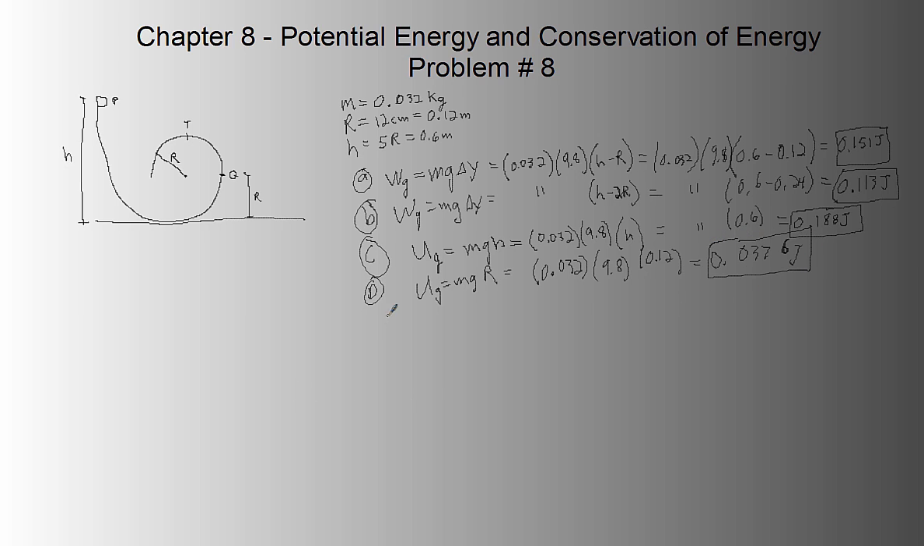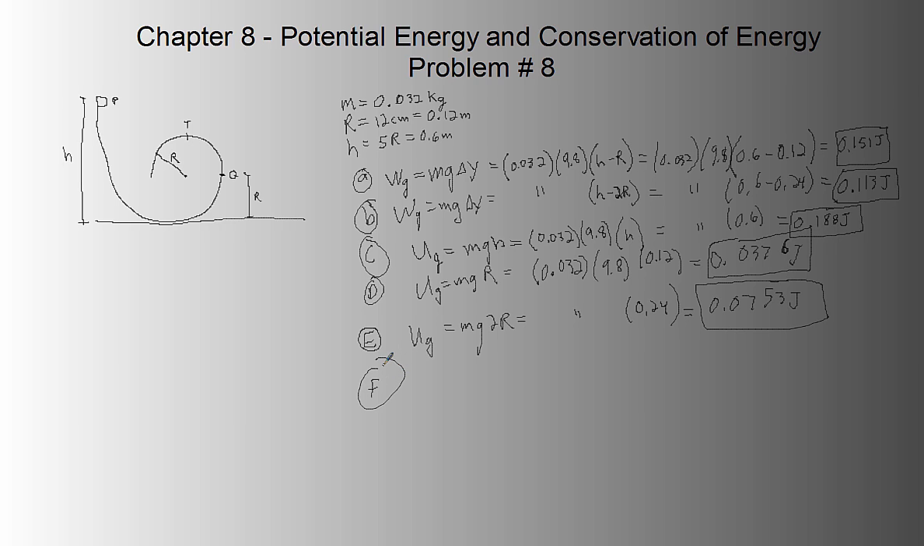Part E. This problem is E for endless. We want the potential energy at the top of the loop. Top of the loop is 2 radii up, so 0.24. That's going to be 0.0753 joules.